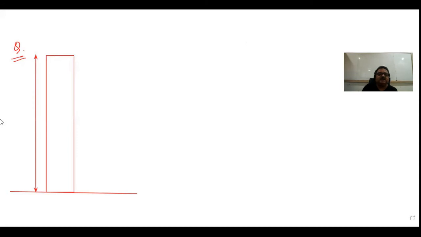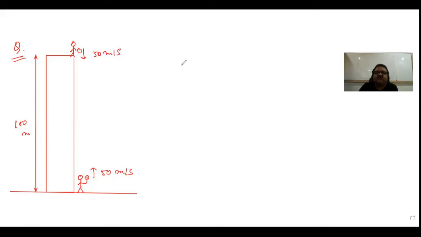And two persons are standing at two different points. One person exactly at the top of the building and another person exactly at the bottom of the building. This person is throwing a ball upward with a speed of 50 meters per second. Another person is throwing a ball downward with a speed of 50 meters per second.